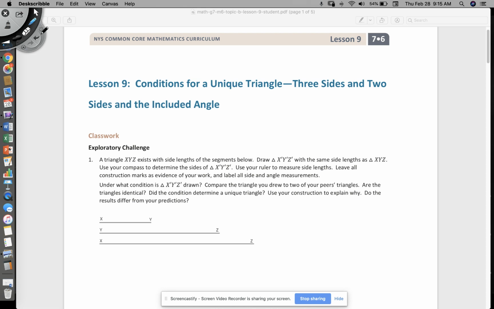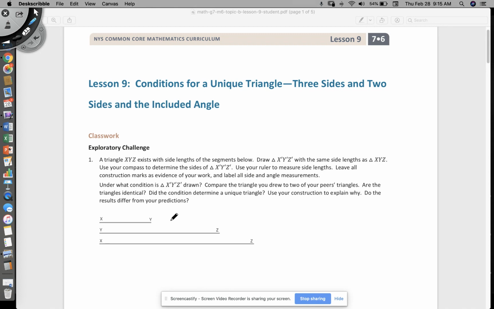This is Module 6, Lesson 9 for 7th grade on conditions for a unique triangle, 3 sides and 2 sides and the included angle. All right, whole bunch of stuff going on here. So the first thing we're going to do is read number 1. It says a triangle XYZ exists with side lengths of segments below.